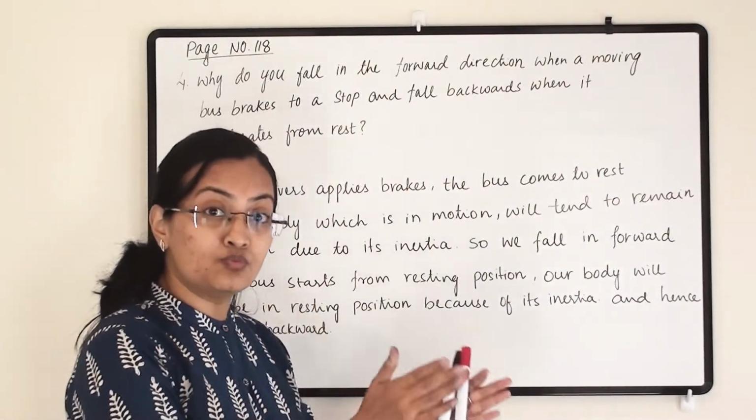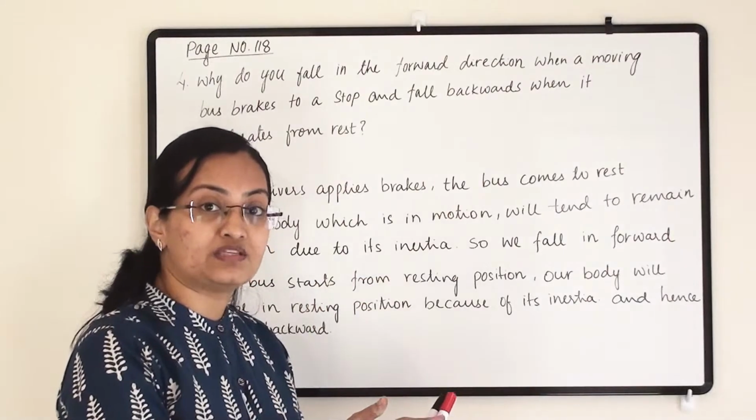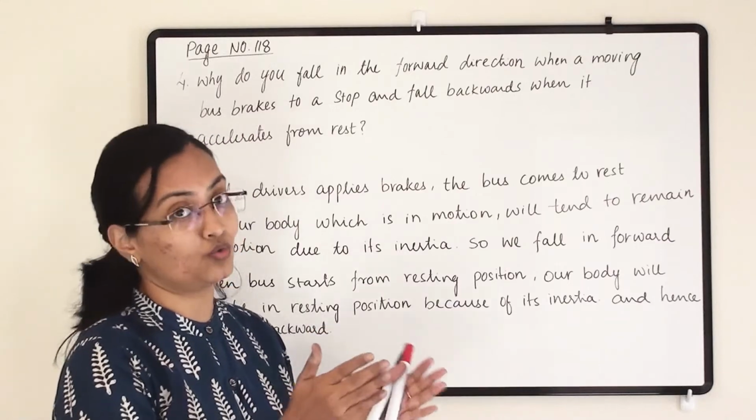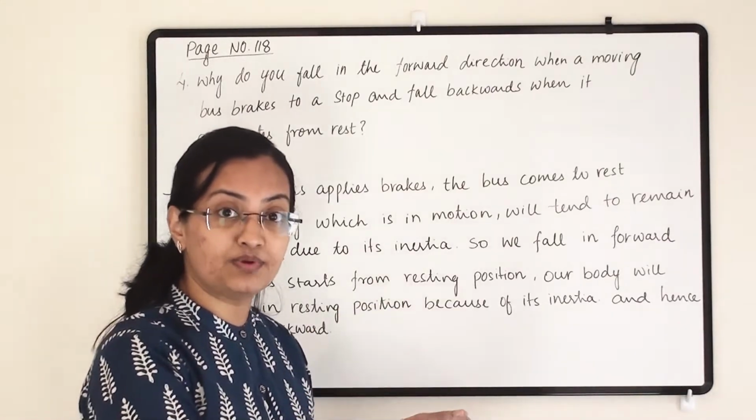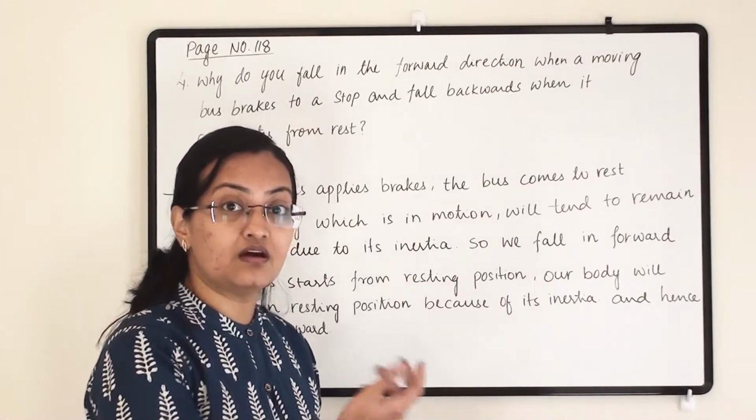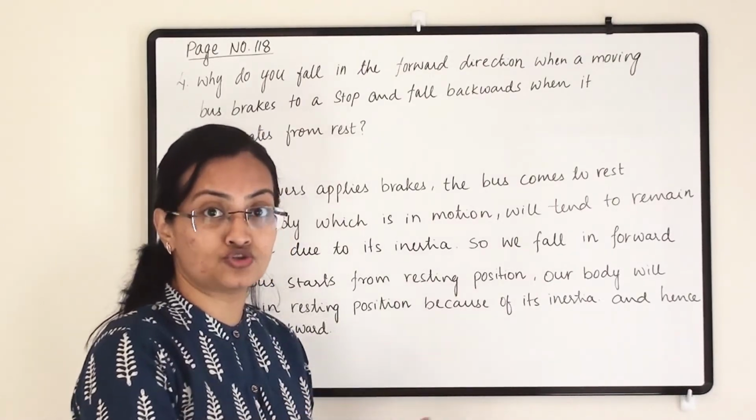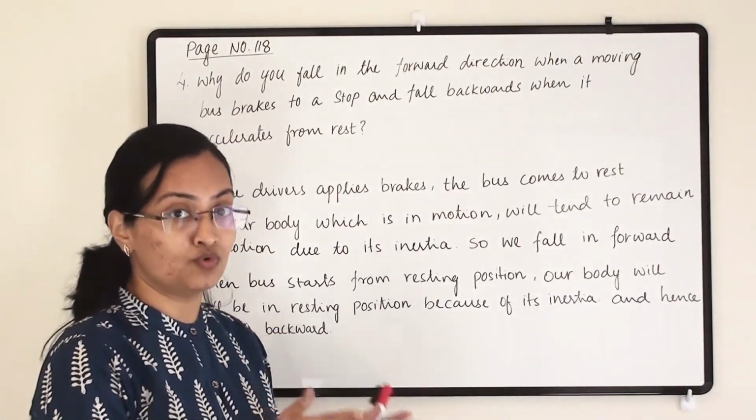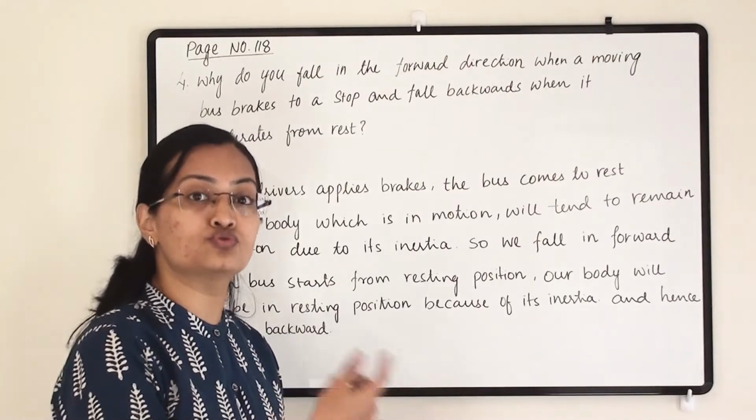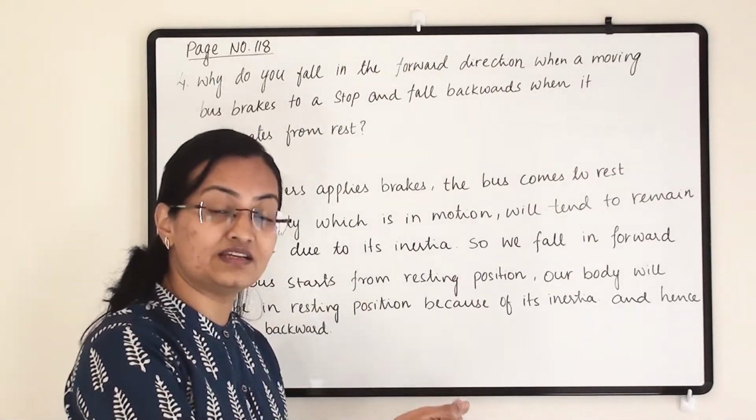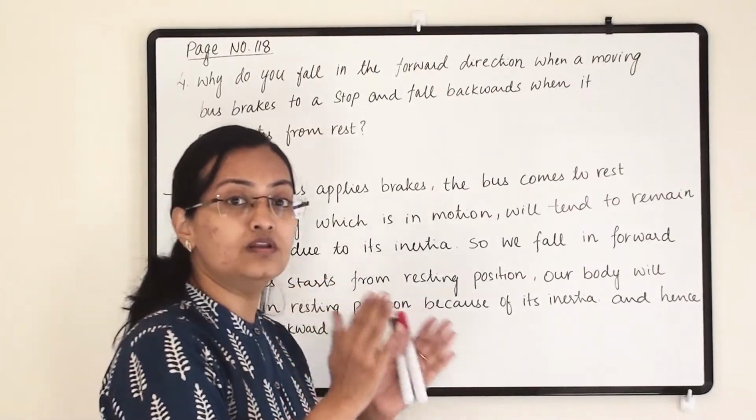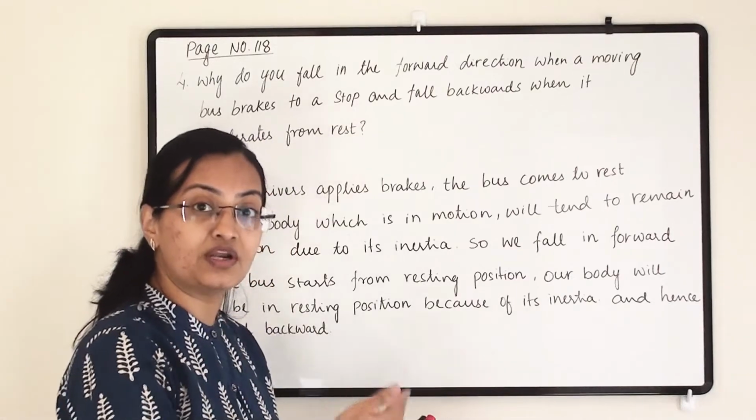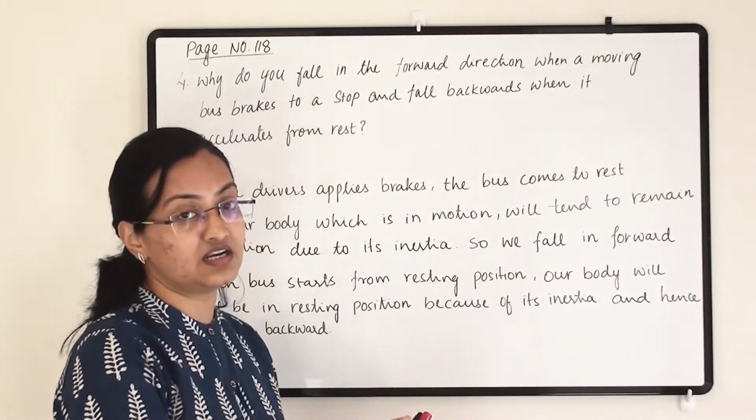So when the bus is moving and suddenly the driver applies the brake, our body, where we are sitting in the bus, is in motion along with the bus. But when the driver applies the brake, the bus suddenly stops, but our body which is in motion will not stop because of our inertia. Our body was in motion and it will tend to remain so. So suddenly when the brake is applied, we move forward, or we may fall in the forward direction, because our body is still moving and the bus suddenly stopped.